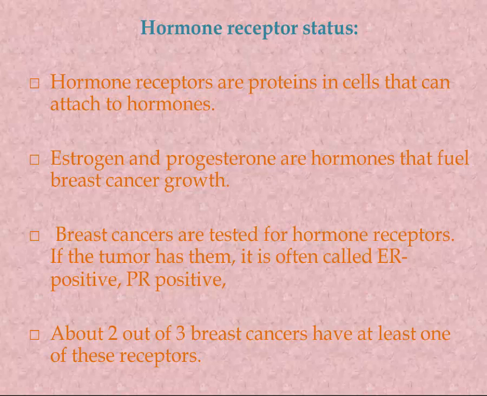Hormone receptor status. Hormone receptors are proteins in cells that can attach to hormones. Estrogen and progesterone are hormones that fuel breast cancer growth. Breast cancers are tested for hormone receptors. If the tumor has them, it is often called ER positive, PR positive. About 2 out of 3 breast cancers have at least one of these receptors.